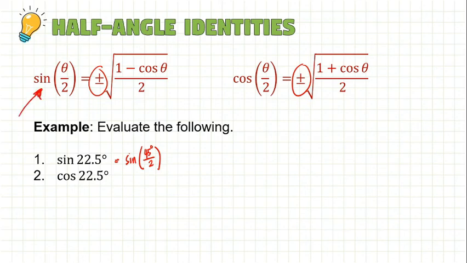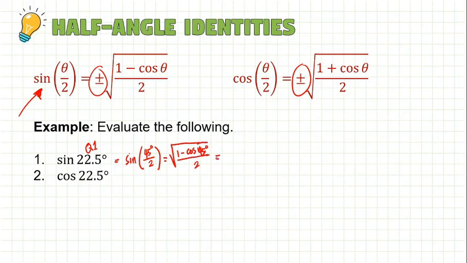Now, what are we going to use? Is it plus or minus? Take note that 22.5 degrees is located at quadrant 1. Therefore, the sign of sine in quadrant 1 is positive, right? So therefore, we are just going to use the positive sign. So we will have 1 minus cosine theta, which is 45 degrees, all over 2.